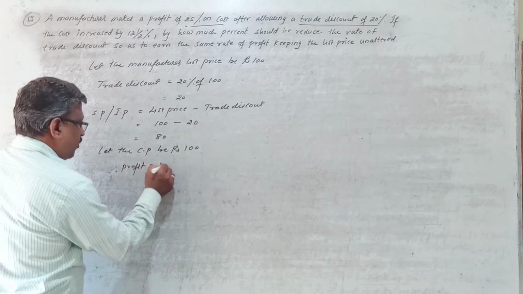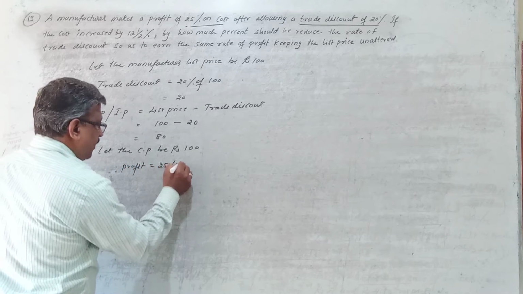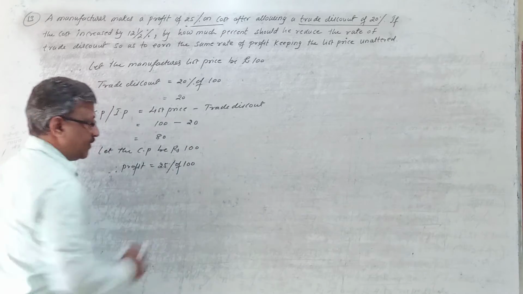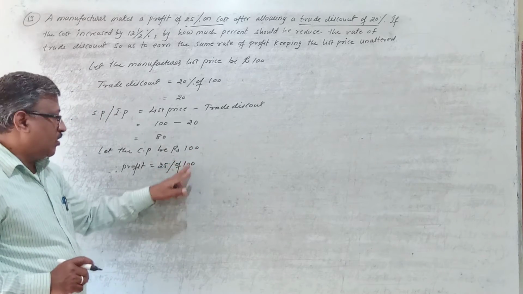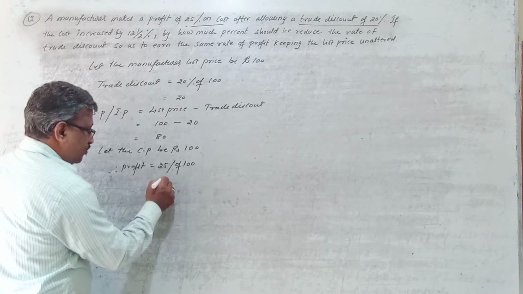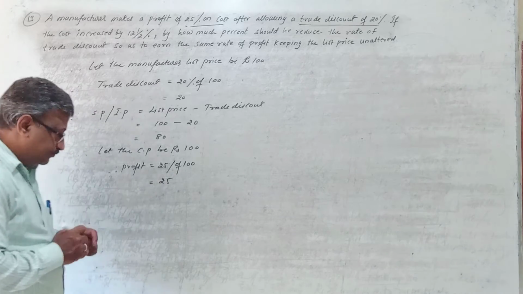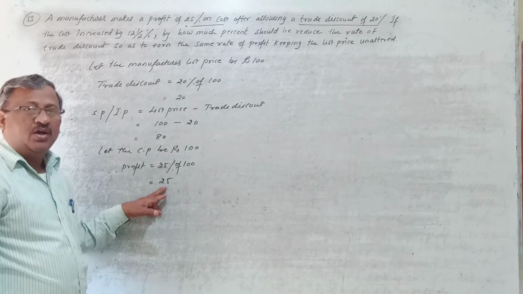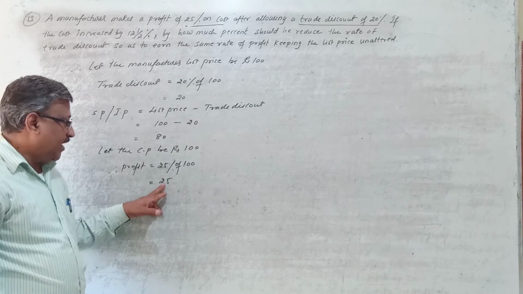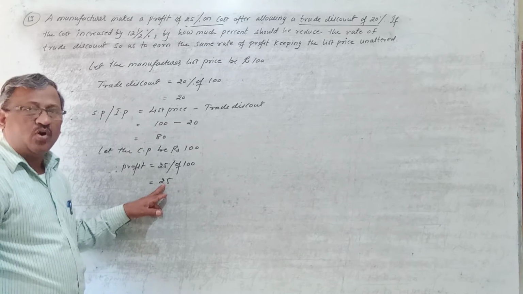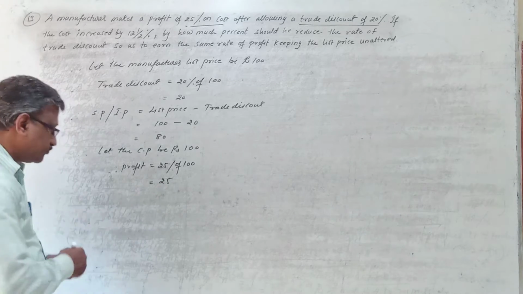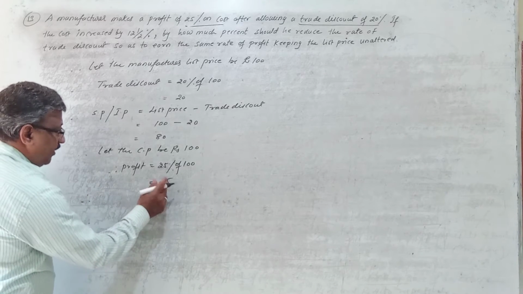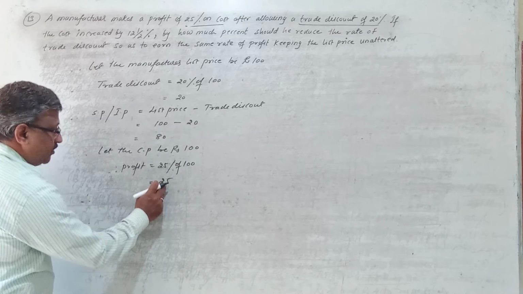So profit is equal to 25% on his cost price. What is his cost price? 100. On 100, take 25%. So it comes to how much? 25 rupees. The manufacturer wants 25 rupees profit. Means to get 25 rupees profit, find out at what price he has to sell his goods. So you have to determine the selling price when the profit is 25 rupees.